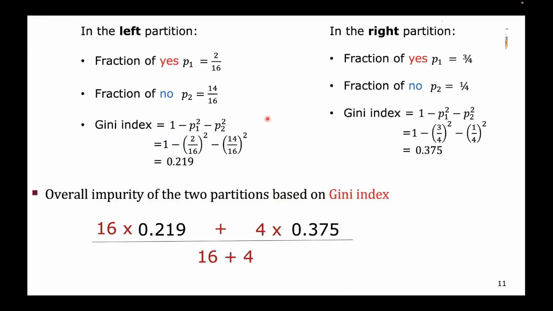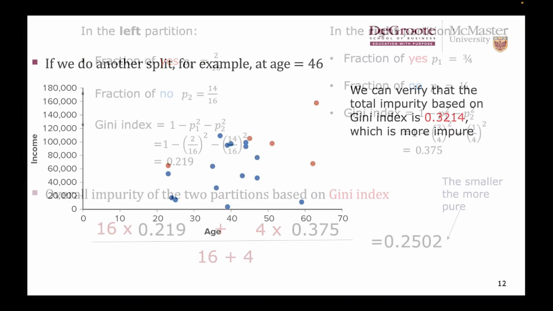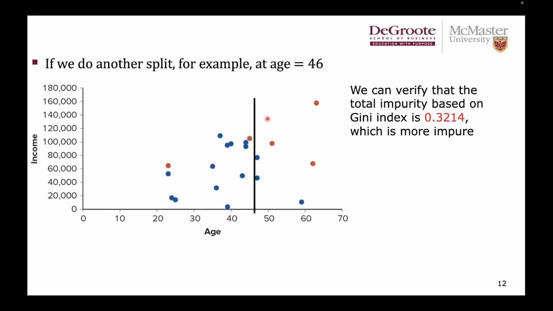Let me know if you have any questions. So the main idea is clear. Okay, that's great. And then, this is an example. If I split at age 46, you can do exactly the same analysis. You will find that the Gini index is 0.32, which is a bit higher, so it's more impure. So it's less favorable, right? So that's why our previous split based on age 49 is better.